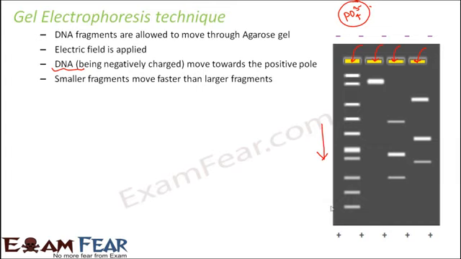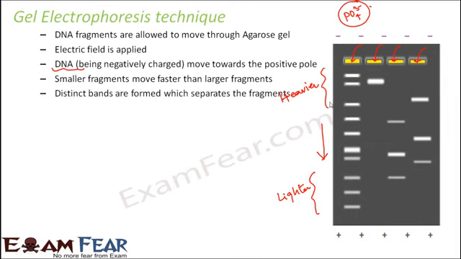Now when they move fast, they tend to travel a larger distance. So they tend to be on this side. So on this side you have comparatively lighter fragments, whereas on this side you have comparatively heavier fragments, because they could hardly move. So they travel less distance. So distinct bands are formed which separate the fragments. Now this is how you can actually separate the DNA fragments based on their weight, whether they are light or heavy.